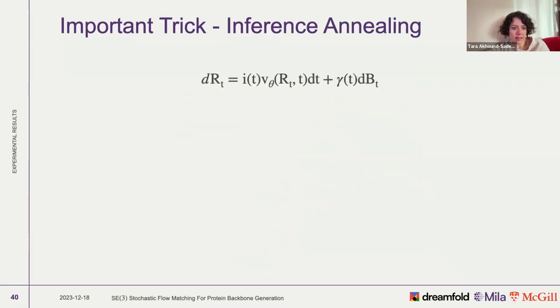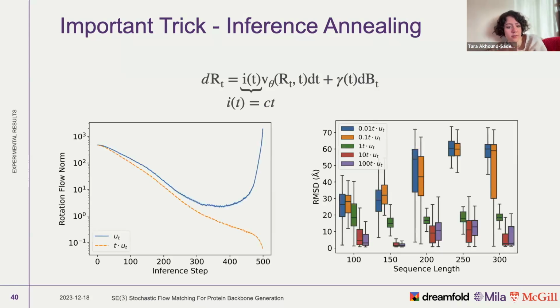And a last thing I want to mention is what we do in inference, a trick that we call inference annealing. Instead of following the theoretical ODE or SDE for generating proteins, we use a multiplicative scaling of the velocity. In practice we use a constant times time for that. What we saw first from ablations is that 10t works best, and that's what we use across the models. It leads to the highest designability. And this is only in inference, by the way.